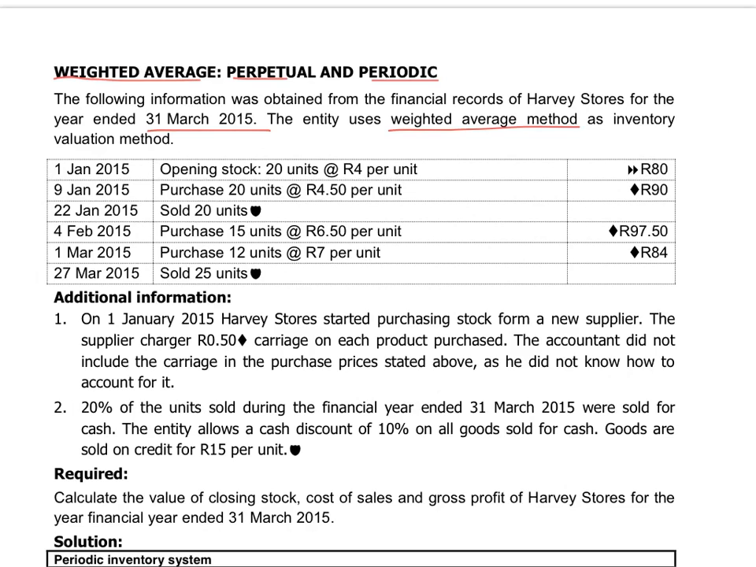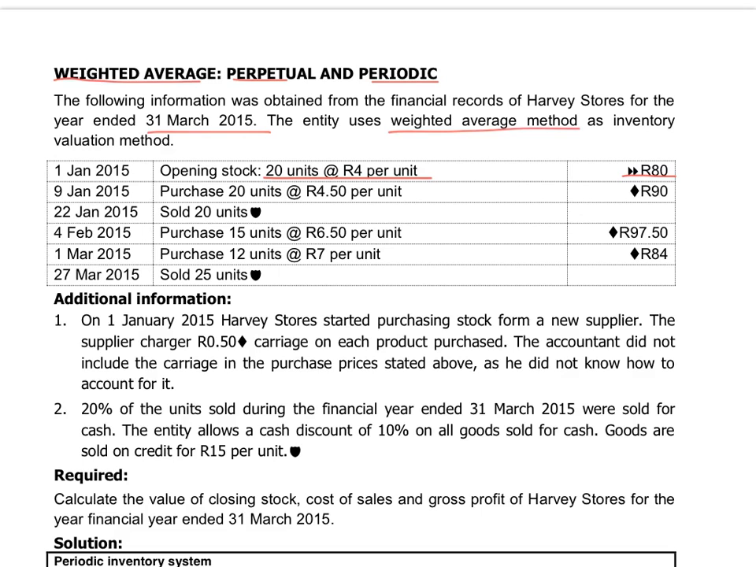and the new stock. So if we look at this information, at the beginning of the year, we had opening stock of 20 units at 10 Rand each, so the value was 80 Rand. They also tell us that goods were purchased on the 9th of January, 20 units at 4 Rand 50. And there was 15 units purchased at 6 Rand 50 and 12 units at 7 Rand.